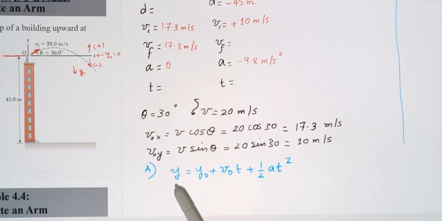We know y, we know V node, and we know the acceleration. So the unknown here is the time. So how about this? Okay. Now we have to be careful. We can use this also. We will see if it gives us the same value.